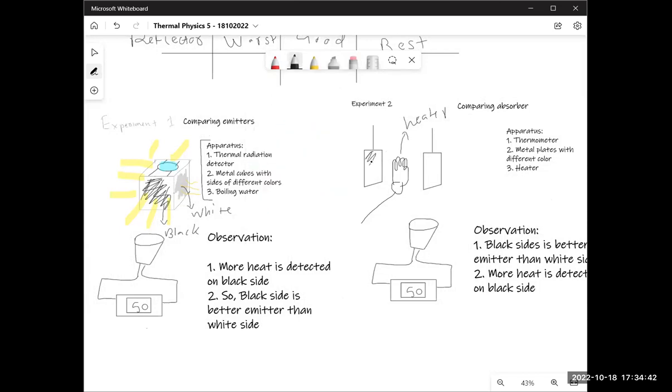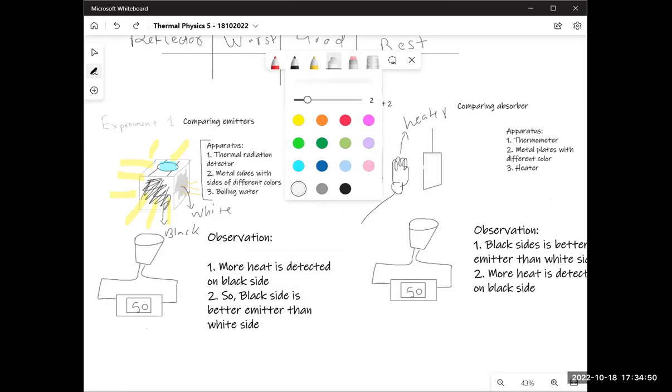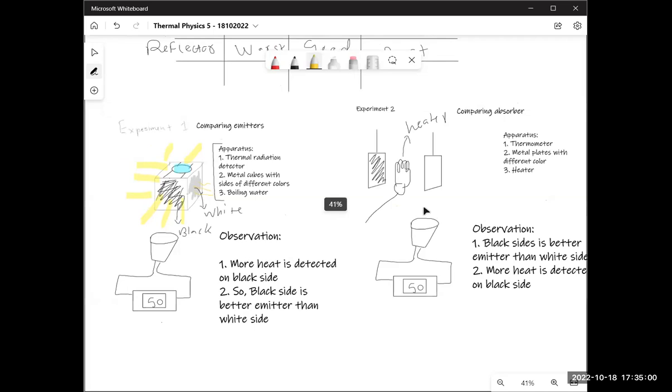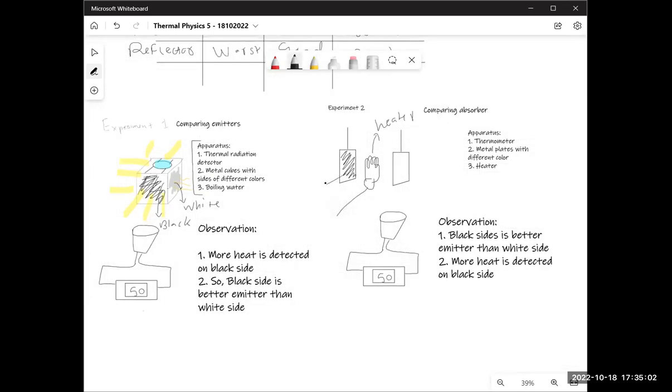This side, I'm going to make it completely black. And this side, I'm going to make it white. We have black and we have white. Now, which is a better absorber, black or white? This is black and this is white.